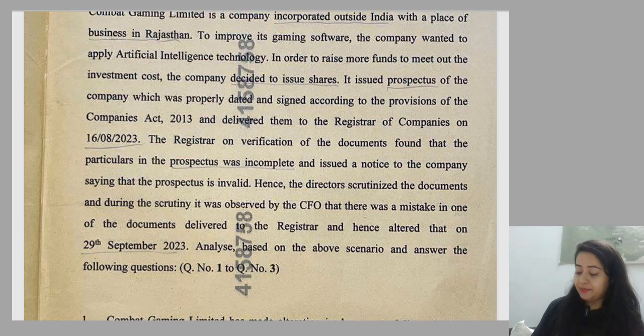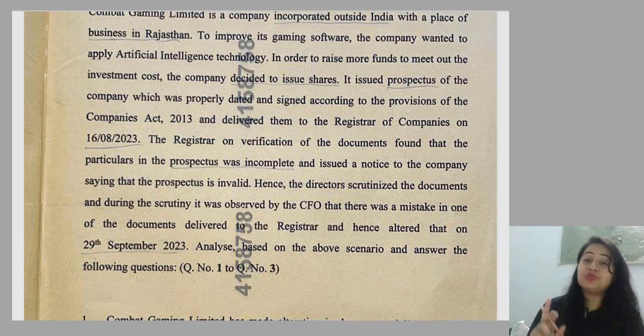So here see, this company has changed some of the documents and the date of changing or altering the documents is 29th of September 2023. Okay. Now analyze based on the above scenario the answer to the following question. So the first MCQ is that this company has made alteration to the documents delivered to the registrar. They shall intimate the Registrar of Companies by what date? So whatever alterations they have done, by what date should they inform the Registrar of Companies?